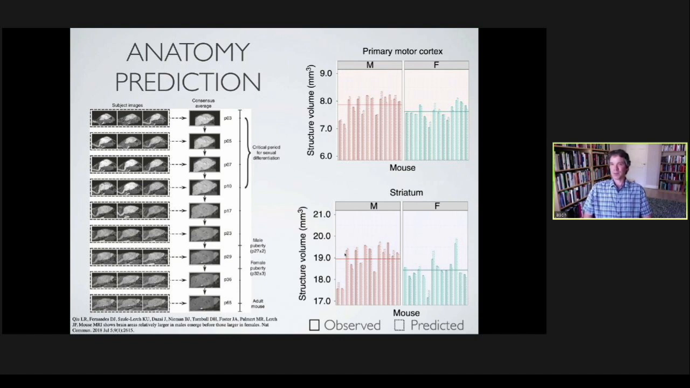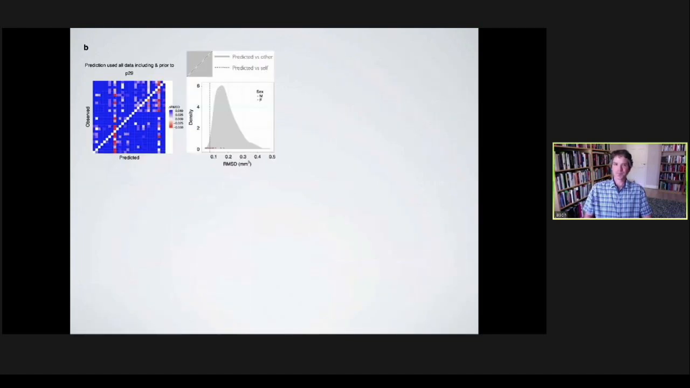So this is just 2 examples from the primary motor cortex and the striatum, where the solid line would be if you predicted just using the population average, this dashed line here that goes across, and then the individual mice are shown as individual bars, where clearly the predictions are quite close to the actual observed values. This is showing that the mouse brain begins to be fairly stable by using developmental data to predict adult time points.